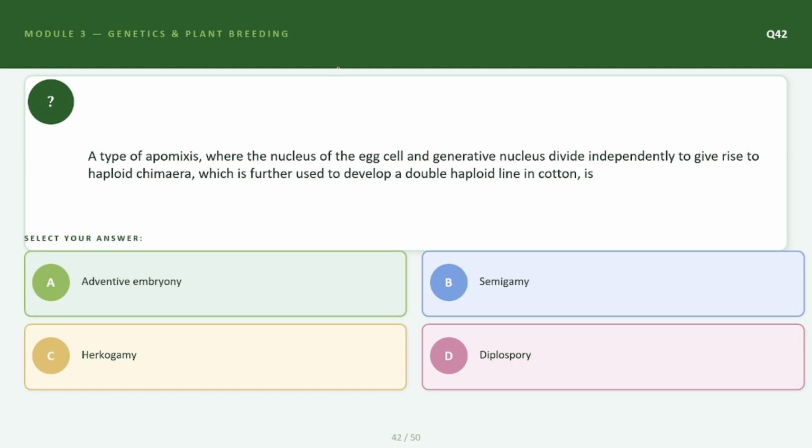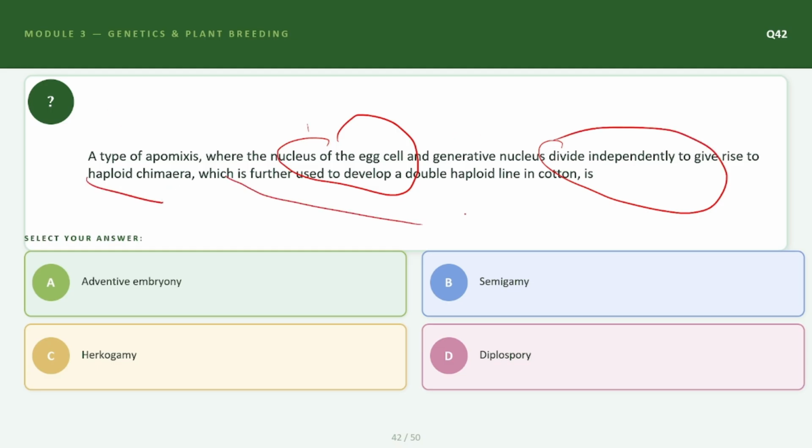Then, for the type of apomixis where the nucleus of the egg cell and the generative cell divide independently, giving rise to a hybrid chimera, which further develops into a double haploid in cotton. See, in cotton it means semigamy. See, in semigamy, what happens? If you read the Chahal and Ghosal book, you will be able to clearly understand.